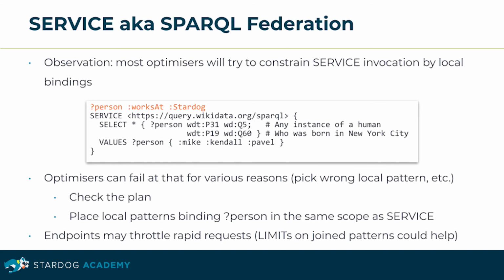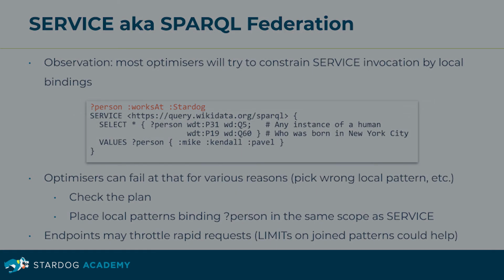We can pick the wrong local pattern. The query plan that we were expecting may not be what got generated, so we need to check the plan. And typically we're going to place our local patterns, in this case binding person, in the same equivalent service. Those remote endpoints may throttle rapid requests. For example, limits on the join patterns could help. So the behavior of those far-end SPARQL endpoints, their reliability, if they have throttling, and other factors can change the nature of how the service graph pattern is going to behave. This concludes the section on operation considerations.